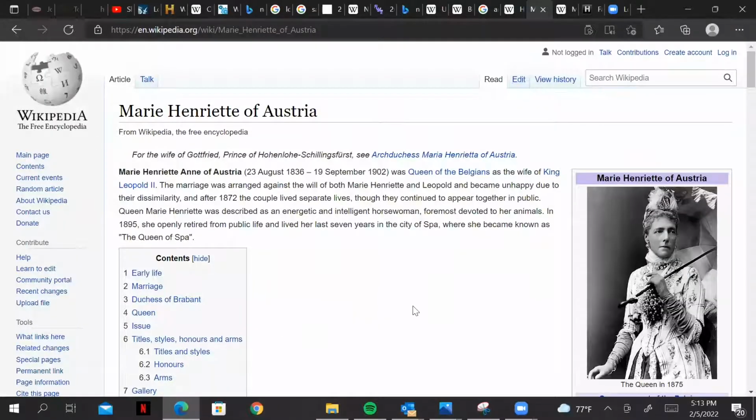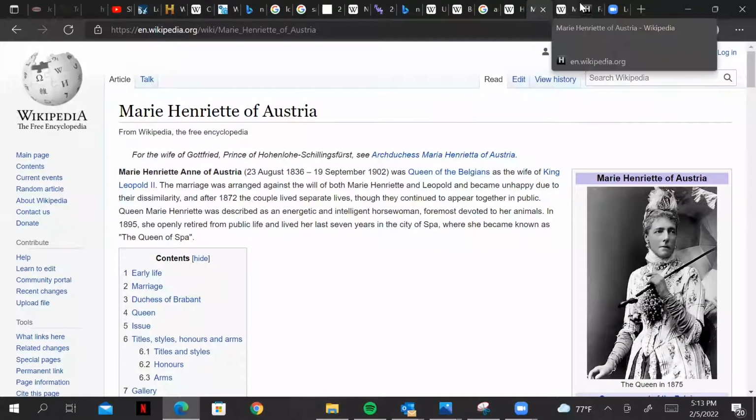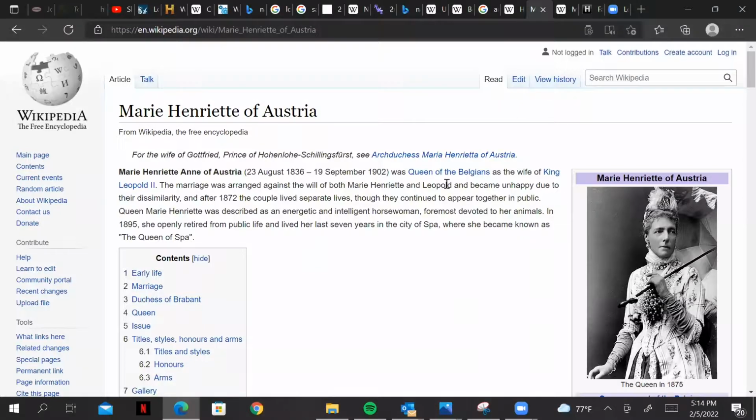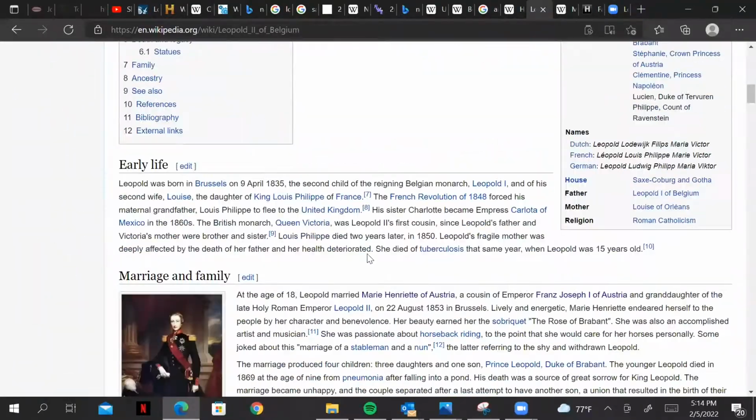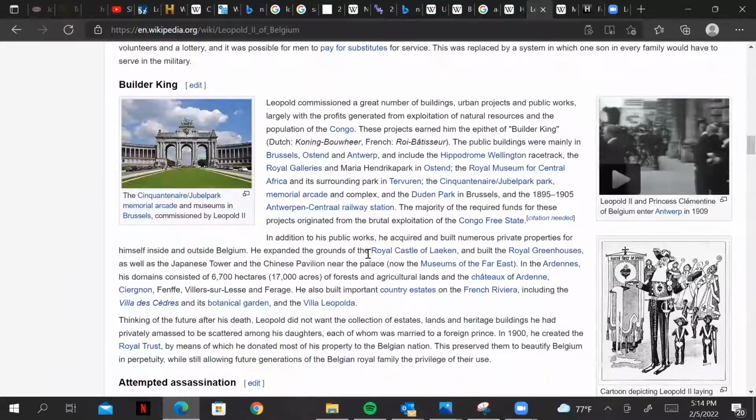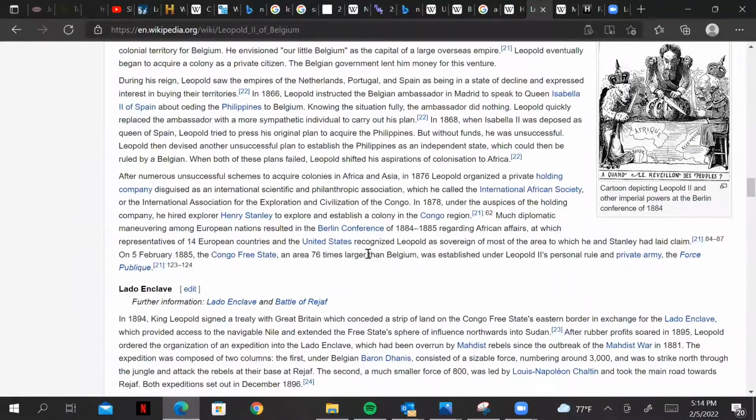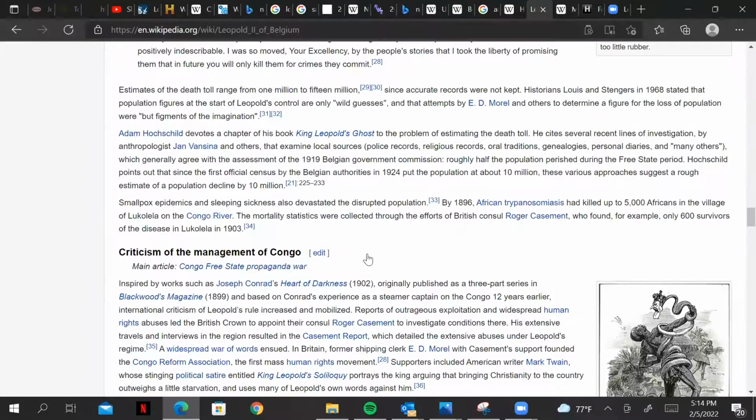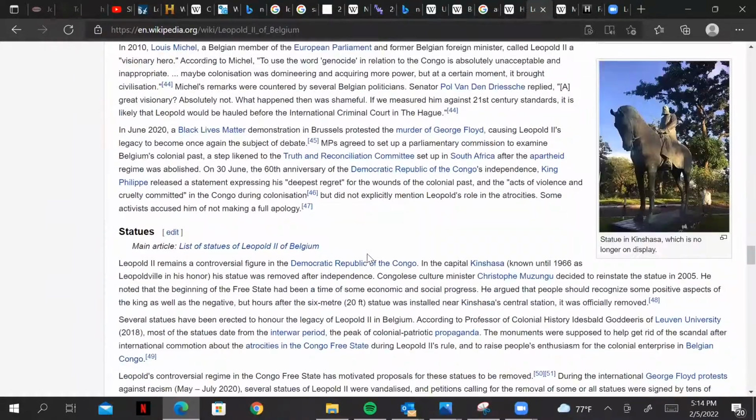So we have this figure. This is the wife of King Leopold of Belgium. And King Leopold of Belgium was also involved in those African exploitation type of things. Well, business ventures, let's say, but in his case, much more exploitative, killing millions, at least 1 million at the most conservative estimates.